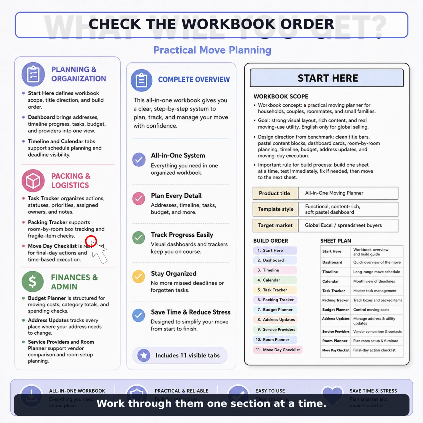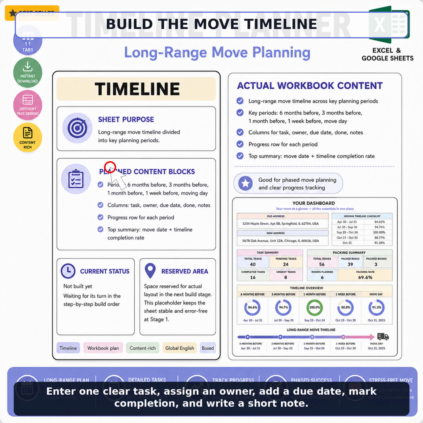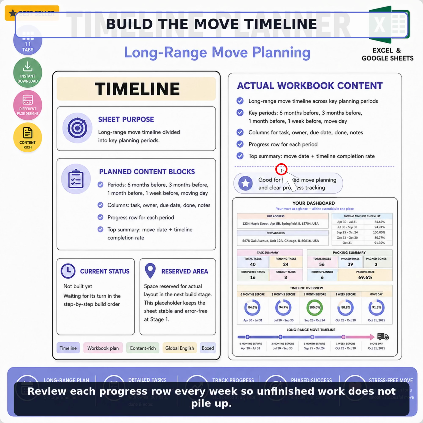Open Timeline and divide the move into 5 stages: 6 months before, 3 months before, 1 month before, 1 week before, and Move Day. Enter one clear task in each row. Assign an owner, add a due date, mark the completion status, and write a short note. Review the progress rows every week so unfinished work does not pile up near move day.